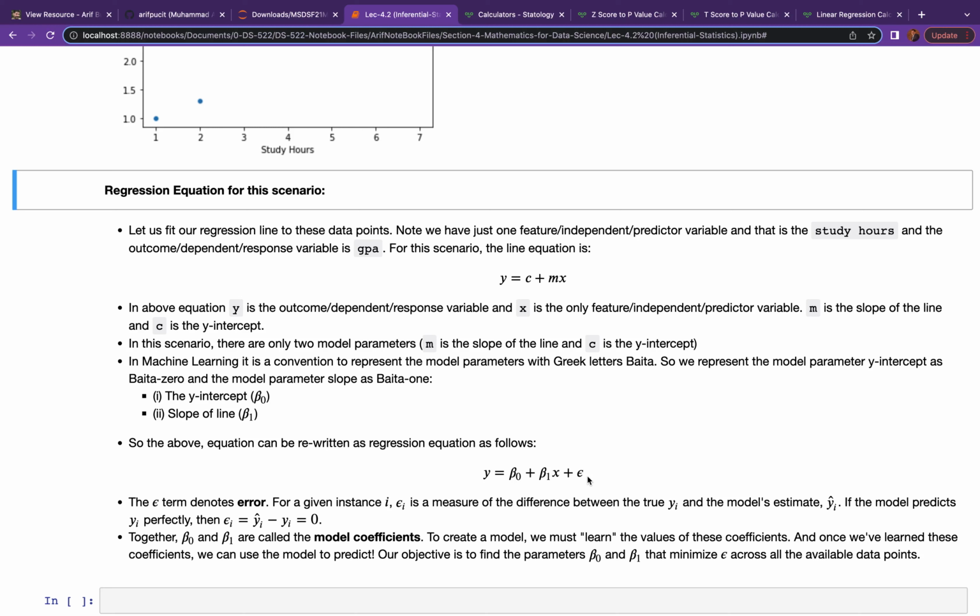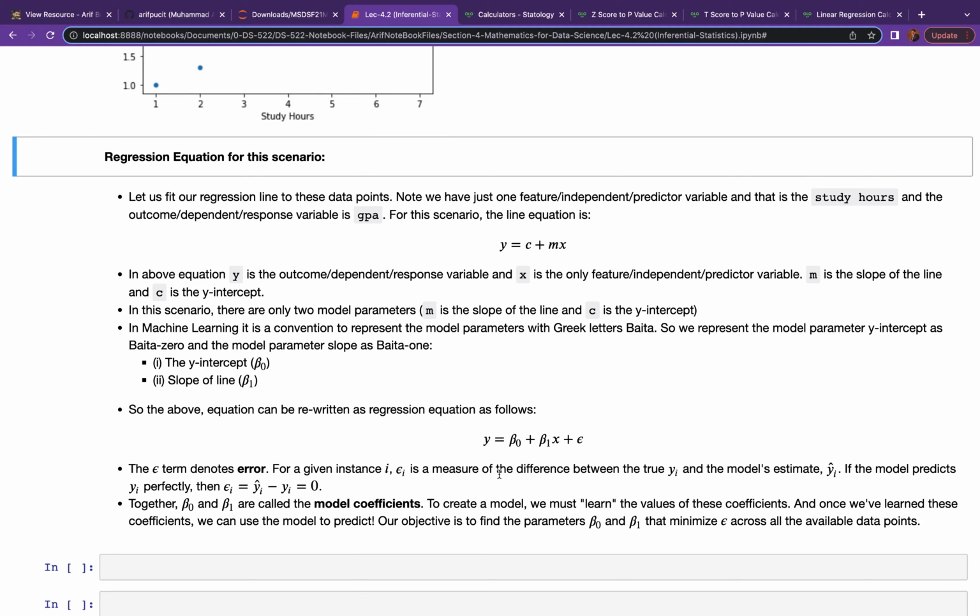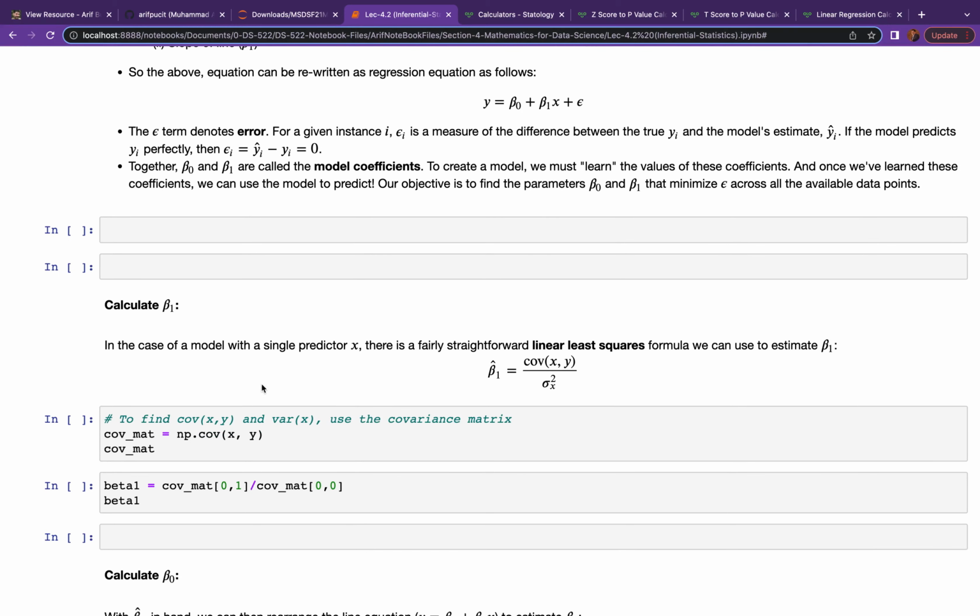In this scenario, my dear friends, beta 0 and beta 1 are the two model coefficients, and our main target is to learn the value of these two coefficients. Once we know their values, you give me a value of x, and I will predict the corresponding value of y. Great. So let me tell you how we can calculate beta 1.